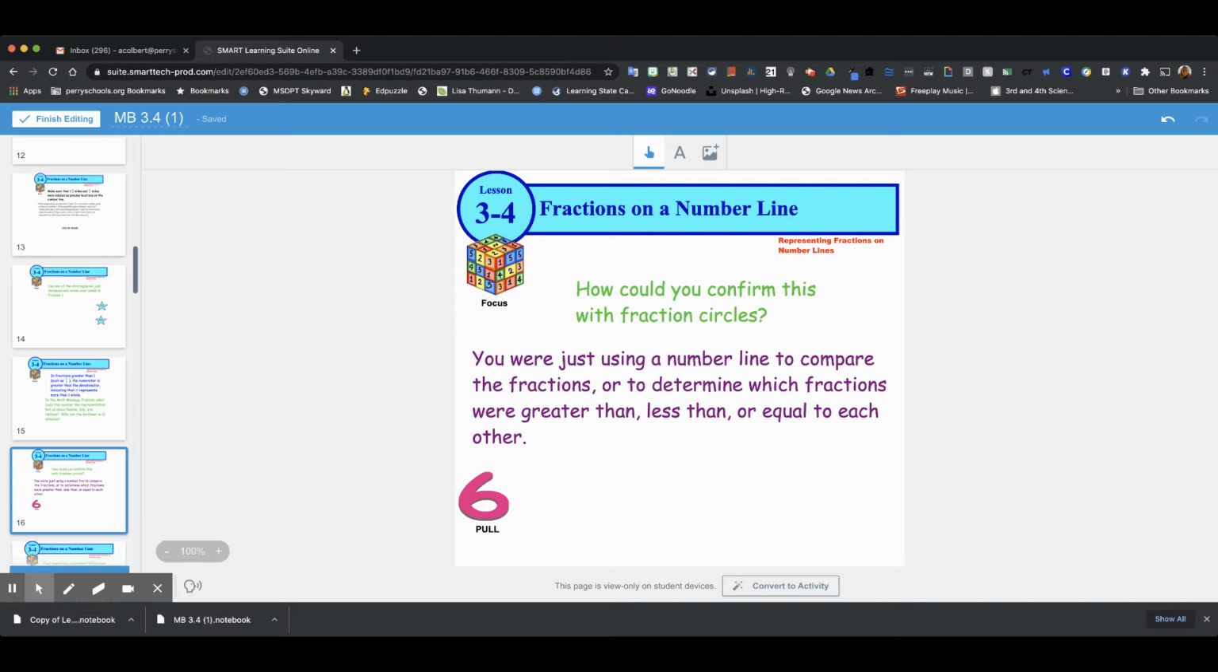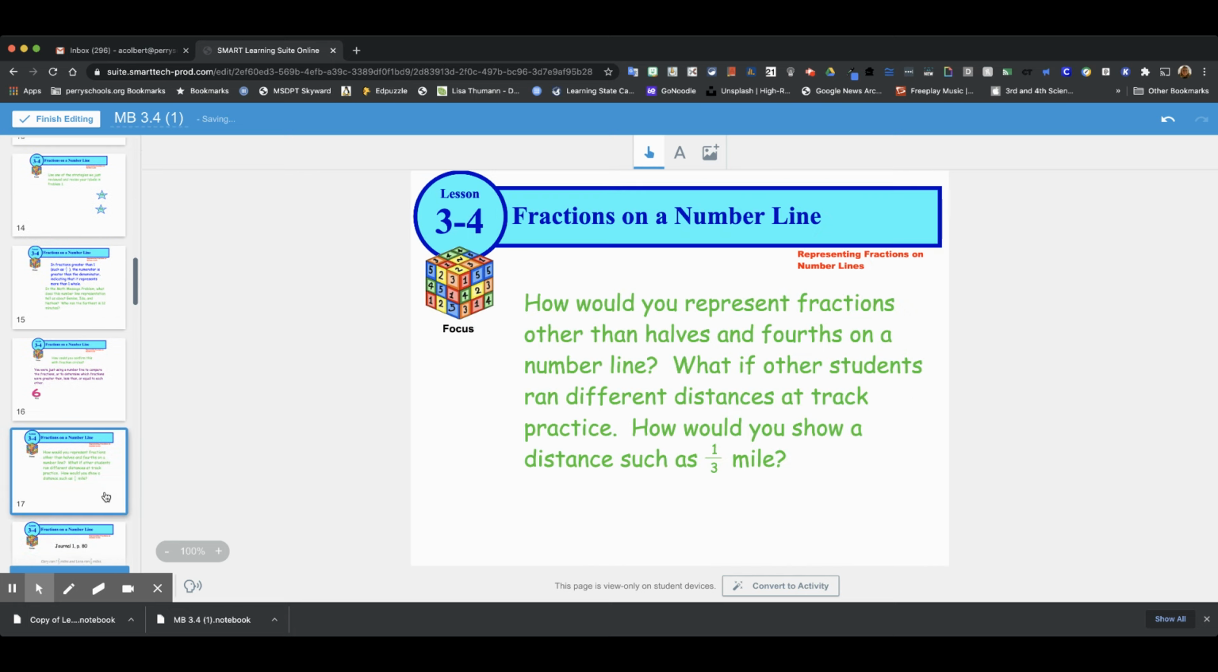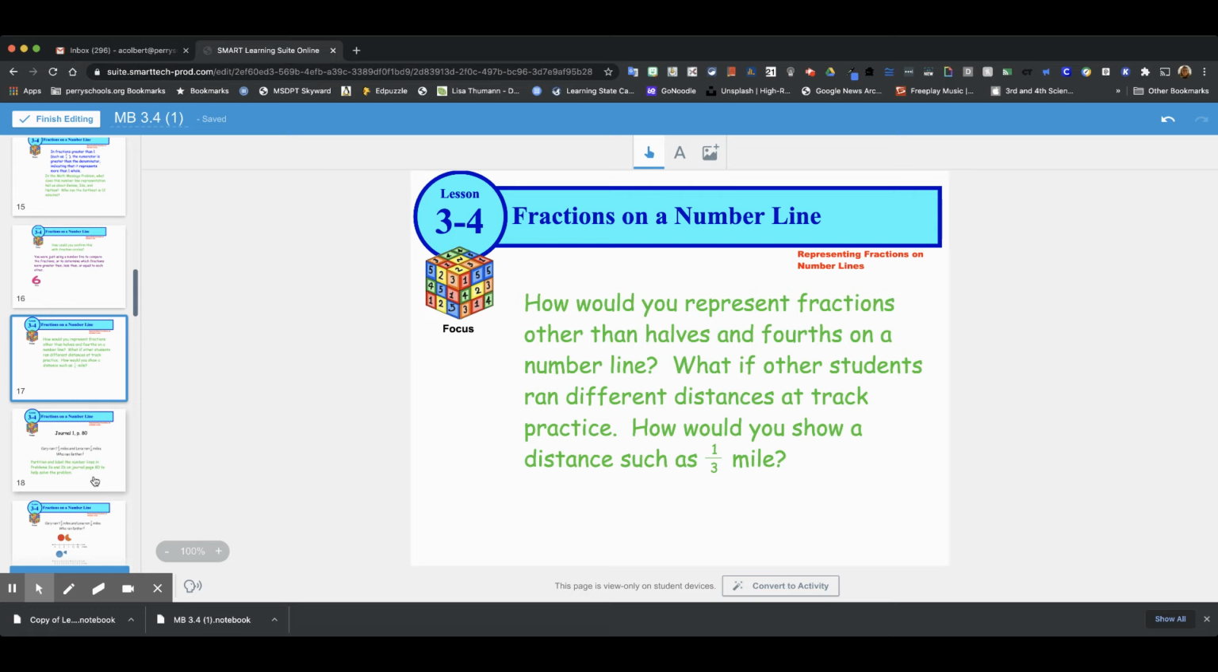So you were just using a number line to compare the fractions or determine which fractions were greater than, less than, or equal to each other. We can use fraction circles. We can use number lines to help us with fractions as well. When you're thinking about representing fractions other than halves and fourths, how would you do that? What if other students ran different distances on tracks? For example, what if somebody went a distance such as 1/3 of a mile? What would you do?